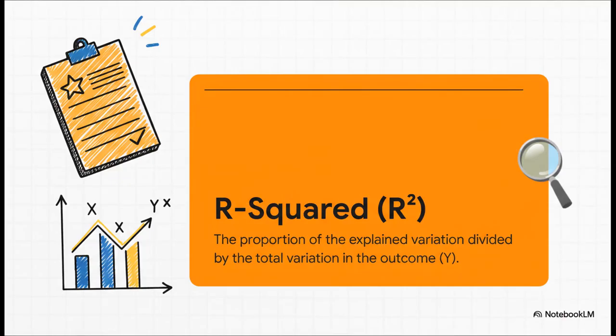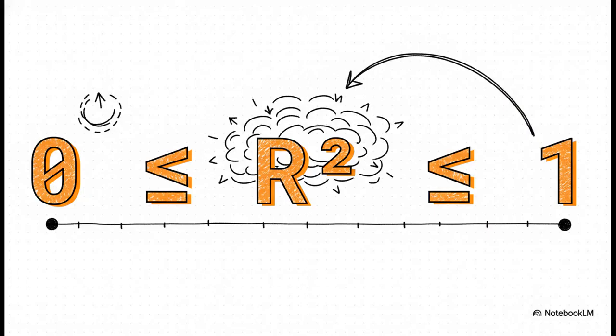The very first thing we look at is a metric called R². The easiest way to think about it is as the model's report card. It's one single number that tells you how good your model is at explaining the outcome. It's the percentage of change in Y that's actually explained by your chosen X variables. And R² is always a value between 0 and 1. You can think of it as 0% to 100%.